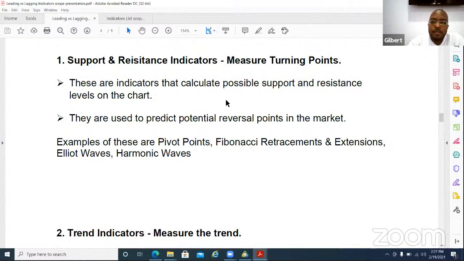All right, so those are the first classification. Later on, I'll go to the chart and we'll load a few of these indicators just so that you can see what they're all about.